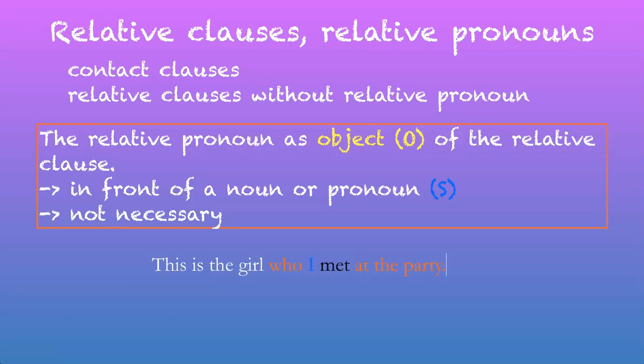So let's look at this sentence. This is the girl who I met at the party. Met is the verb, and as you know, in front of the verb is the subject. So this pronoun I is the subject here, and the who is the object. And when the relative pronoun is the object, you don't have to use it. So you can make a sentence like, this is the girl I met at the party, without a relative pronoun.